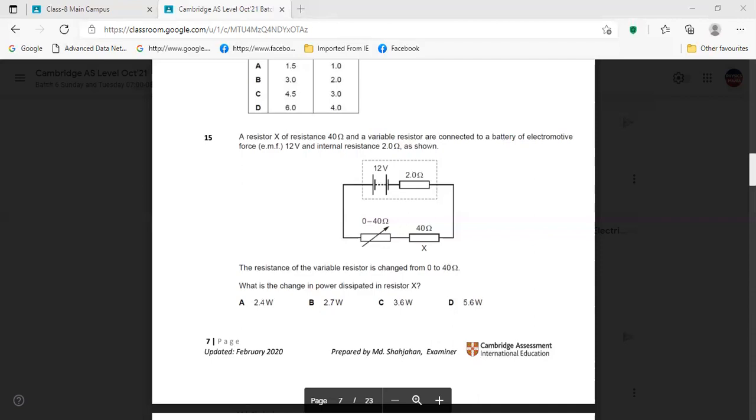Now, for the first condition, when the variable resistor is 0, the power dissipation through X you will calculate by getting the voltage over here, right? What is the voltage here at that time?